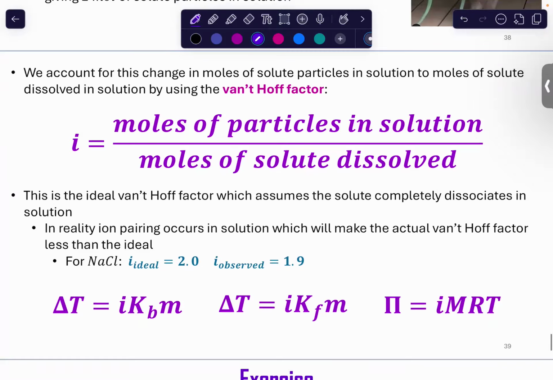Now, you notice here, all of your colligative property equations are the exact same equations. You just add the van 't Hoff factor to the front of them, and you now get a correction for electrolyte solutions. So you have your boiling point elevation, freezing point depression, and osmotic pressure.